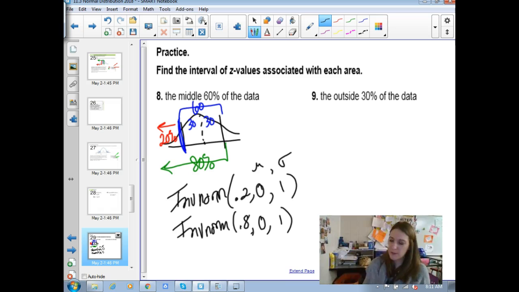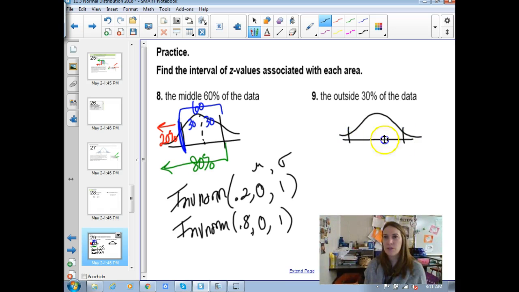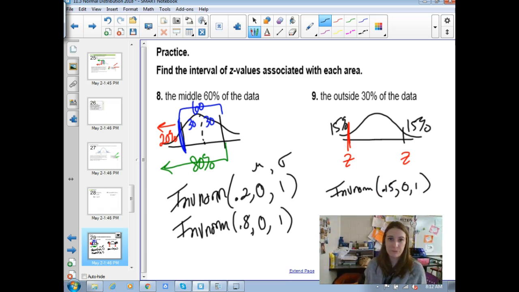And just one more. Let's sketch it out first. I think that'll help me figure out what's exactly going on. They want the outside 30% of the data. So they want these two tails to add up to 30%. So these each are going to be 15%. So keep that in mind. And I'm only going to bother finding the one. Once I find this z-score, this will just be the positive version of that. So if I inverse norm 15%, right? So 0.15, comma 0, comma 1. This apparently is negative 1.03. So this must be positive 1.03.